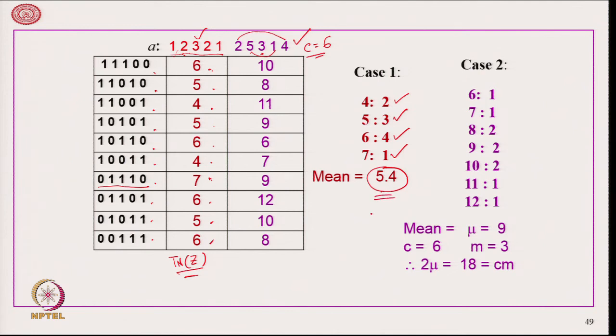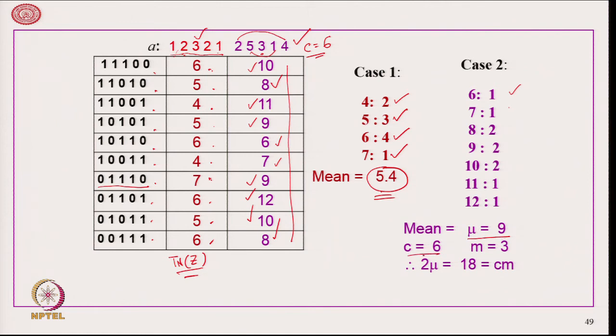Therefore, mean is equal to 5.4. In a similar way, you calculate for this vector, you will find that our distribution comes out to be 6 once, 7 once, 8 twice, 10 twice, 9 twice, 11 once and 12 once. Therefore, we can see that the mean of the distribution is coming out to be 9.